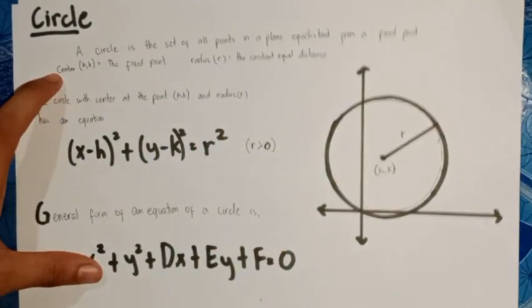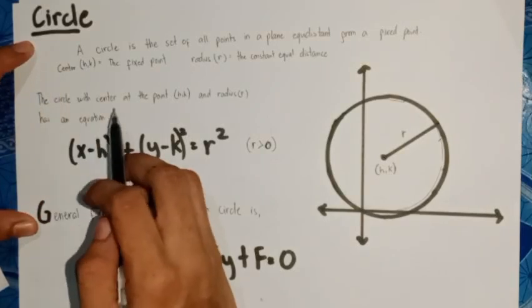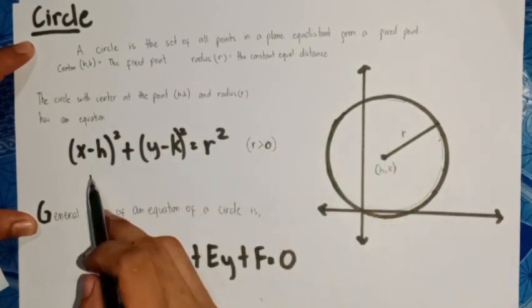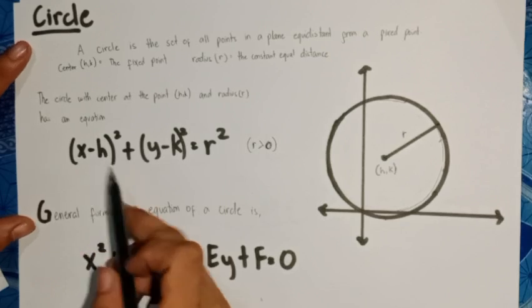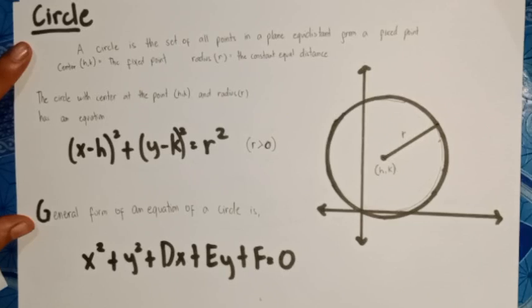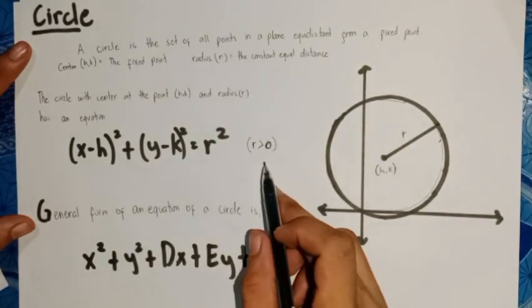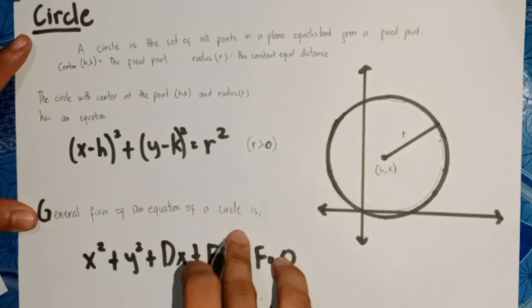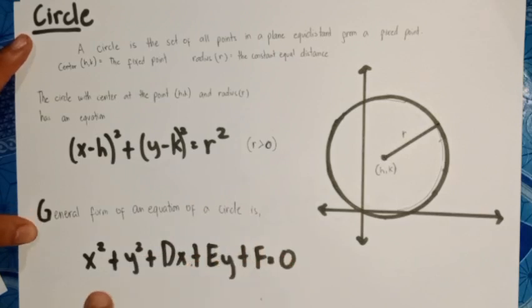Now, the circle with a center at the point h, k and radius r has an equation of (x minus h) squared plus (y minus k) squared is equal to r squared, where r is greater than 0. The general form of an equation of a circle is x squared plus y squared plus dx plus ey plus f is equal to 0.